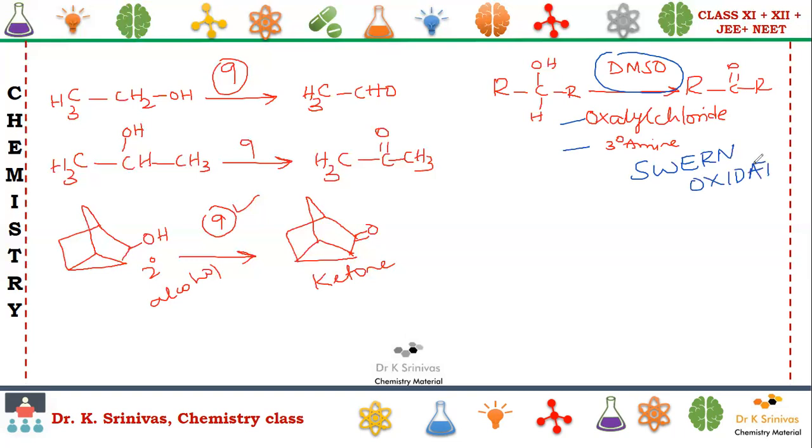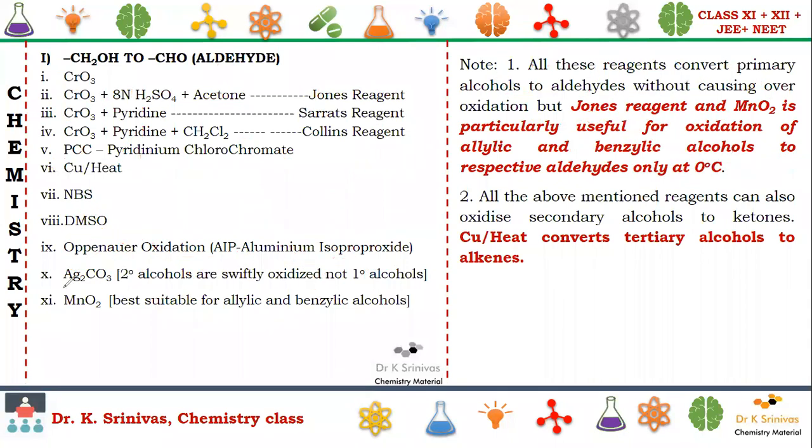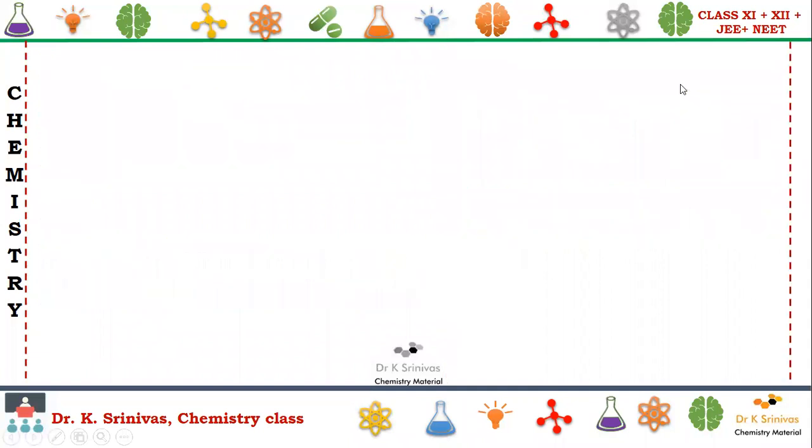Do you understand, children? That is nothing but Swern oxidation. Now I'll go back to the previous slide once. So, what are the reagents which are left? Now, here 10 to 1. We have so much of matter on the screen, I will erase all the drawings. We are having silver carbonate and manganese dioxide. What is the specialty of this silver carbonate? Let me explain it very clearly.